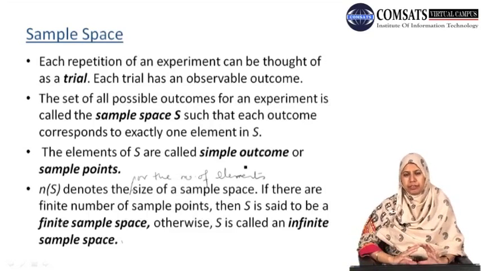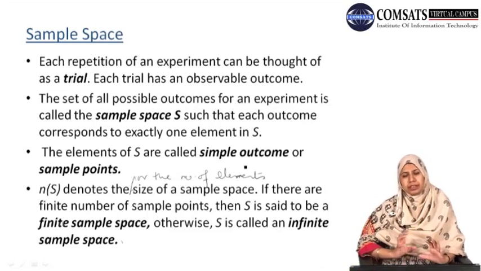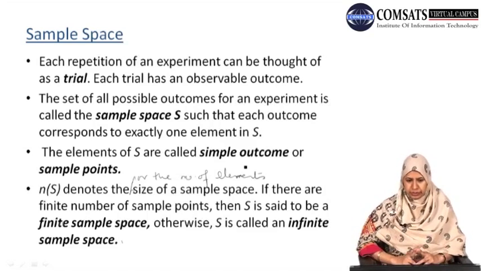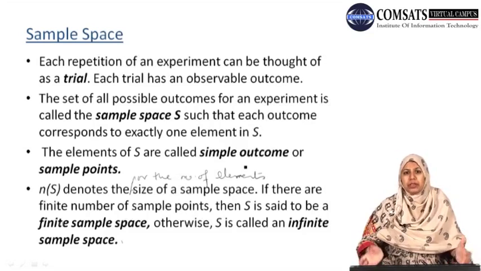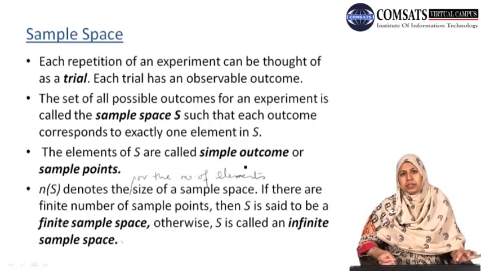So up to now we have seen what we mean by a random experiment, and the outcomes of a random experiment come with uncertainty, but we know the set of all possible outcomes. Now the set of all possible outcomes, when collected together, is called the sample space for that particular experiment. And the elements of the sample space, which are the possible outcomes, are called the sample points.